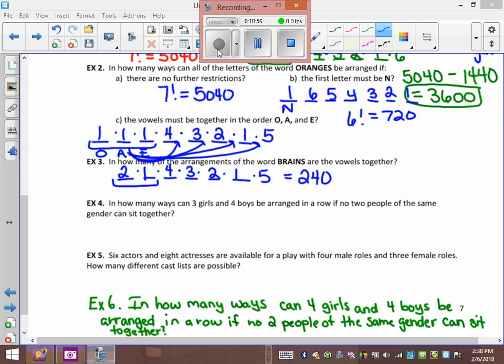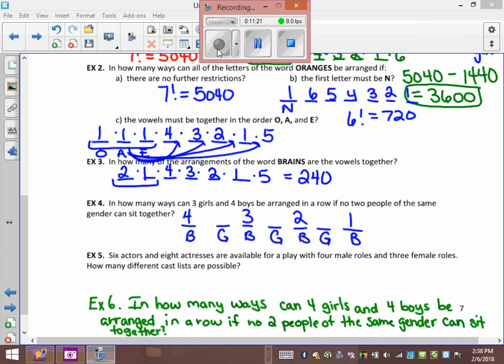In how many ways can 3 girls and 4 boys be arranged if no 2 people of the same gender can sit together? What do we have to start with if we don't want them to sit together? What gender? The boys. So we could do boy, boy, boy, boy, girl, girl, girl. So the boys, you'd have 4, 3, 2, 1. And the girls, you'd have 3, 2, 1. The blue makes up 4 factorial, and the green makes up 3 factorial.